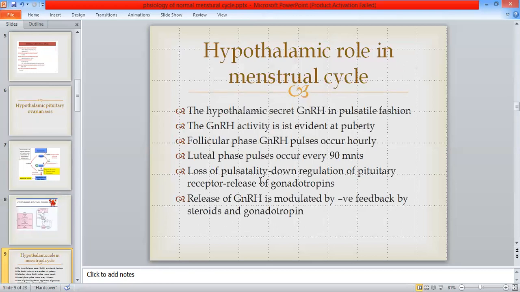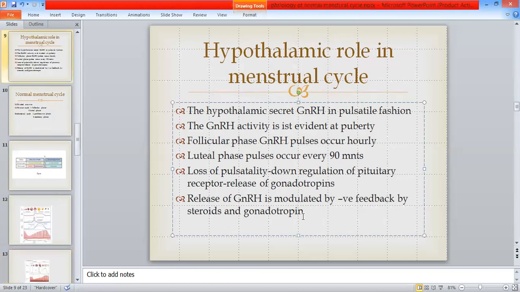and in the luteal phase pulses occur every 90 minutes. When pulsatility is lost, there is down regulation of the pituitary receptor and release of gonadotrophin. Release of gonadotrophin releasing hormone is modulated by the negative effect of steroid and gonadotrophin.